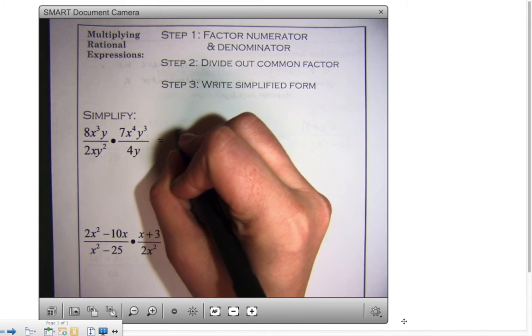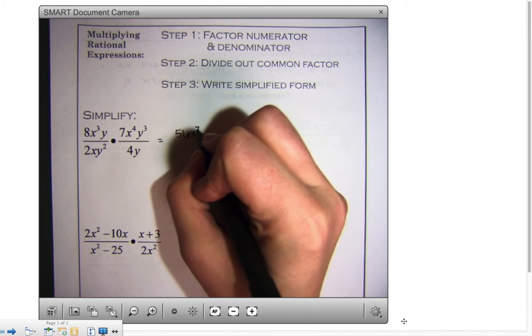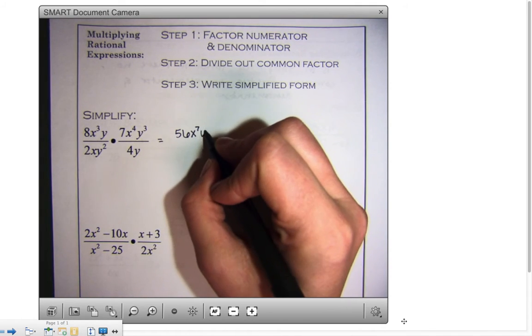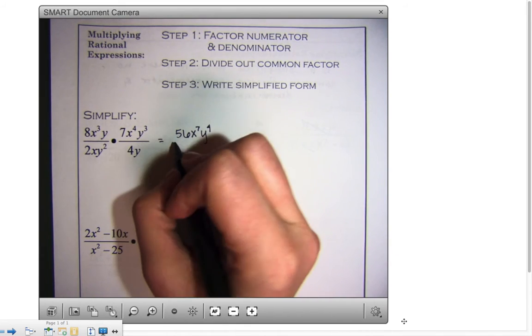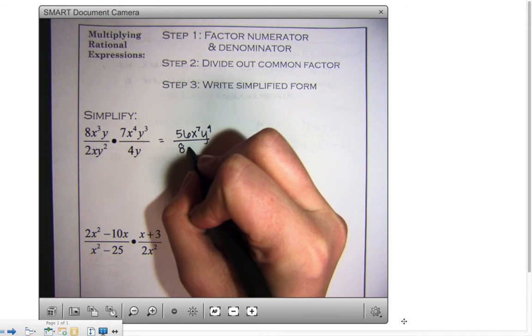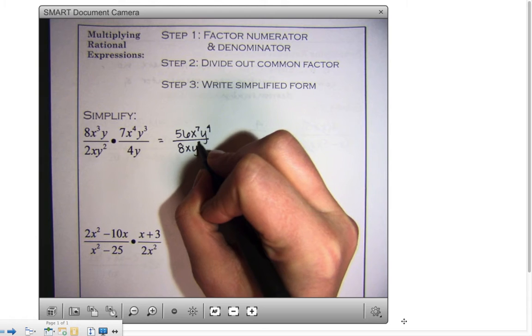So I've got 8 times 7. I'm just going to multiply my like terms. X cubed times x to the 4th. Remember, we're multiplying and the bases are the same, so we add the exponents. And then I've got y times y cubed is y to the 4th. Multiply the denominator, 2 times 4. X doesn't have anything in common. And then y squared times y is y cubed.